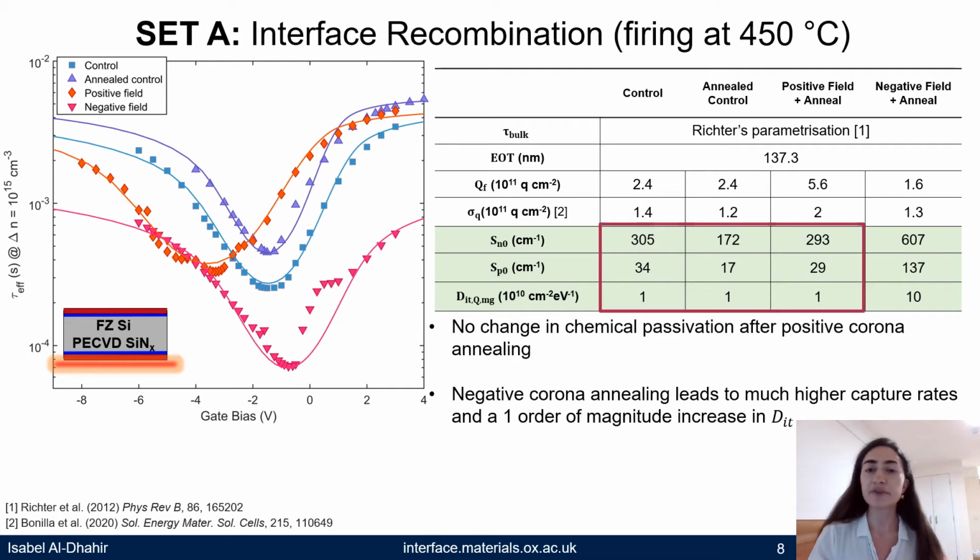And so we determined that if we annealed the oxide nitride stack in the presence of a positive surface field, there was little to no change in the chemical passivation. The density of interface states remains constant, approximately 1 times 10 to the 10 relative to the control, and the electron hole capture rates do not vary substantially.